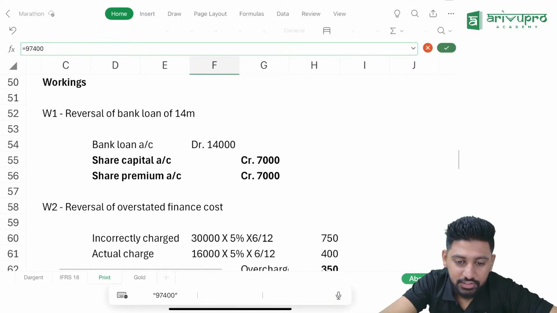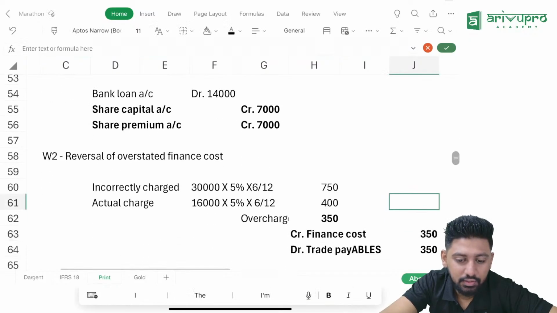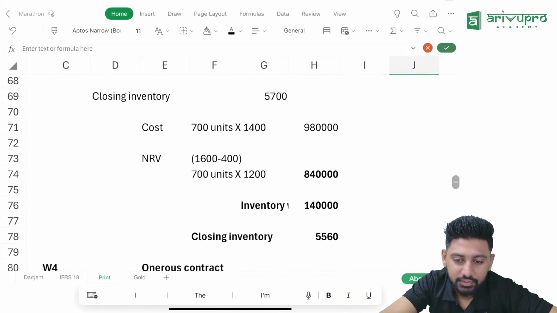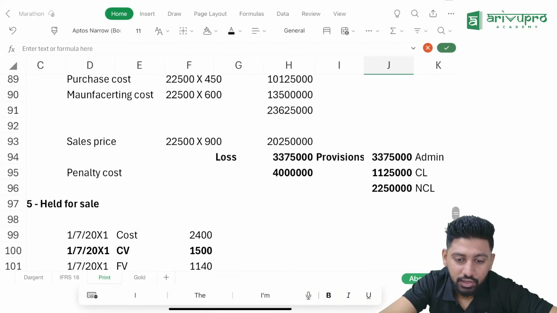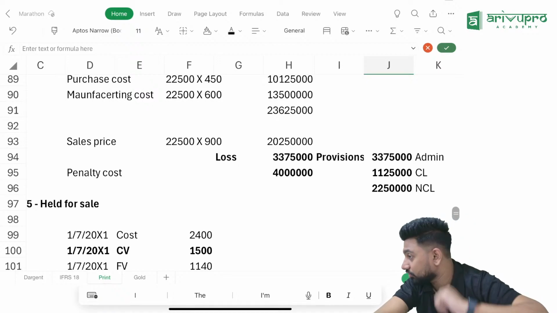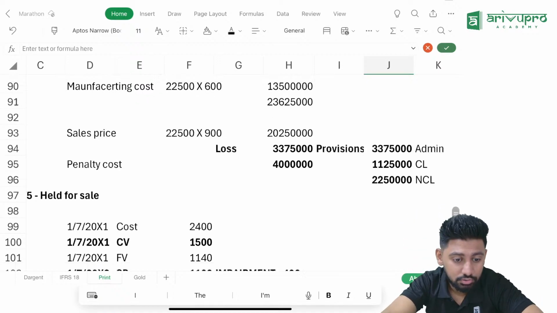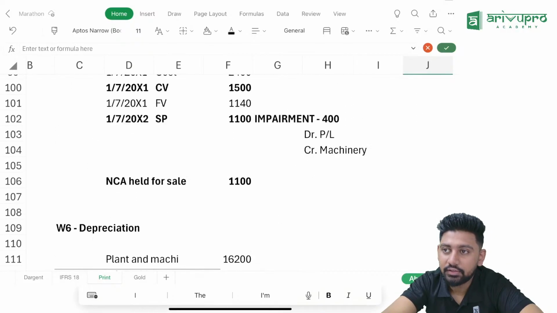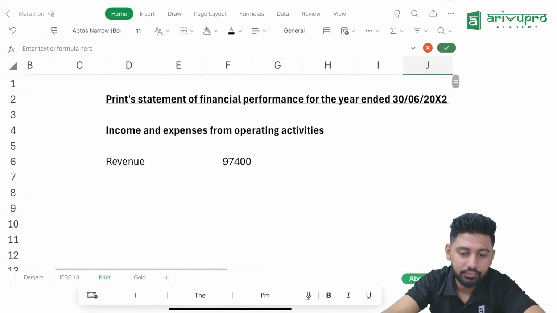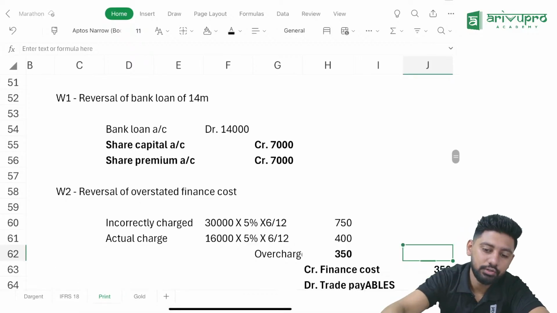Any adjustments? Okay, bank loan, share capital, nothing. I have sales price, but that is only for the provision, so that also doesn't come here. Held for sale, nothing. Depreciation, nothing. Okay, I can go to the top. I can take 97,400.